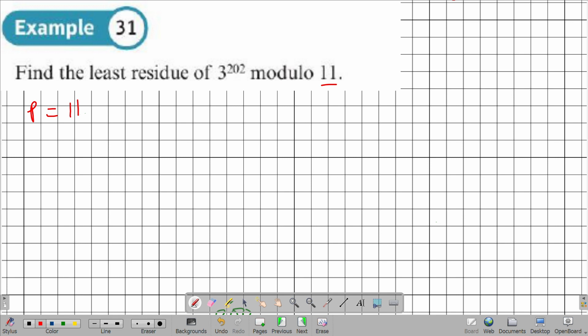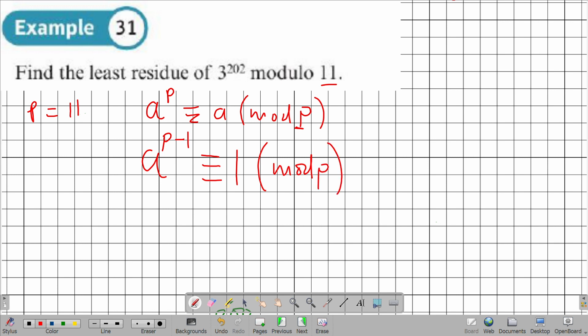So because of that, the Fermat theorem says if P is a prime number and A is just any integer, then A to the power of P is congruent to A under mod P. But in the case that A is not divisible by P, then we can say that A to the power of P minus 1 is congruent to 1 under mod P.